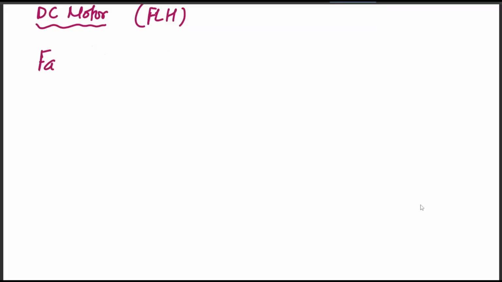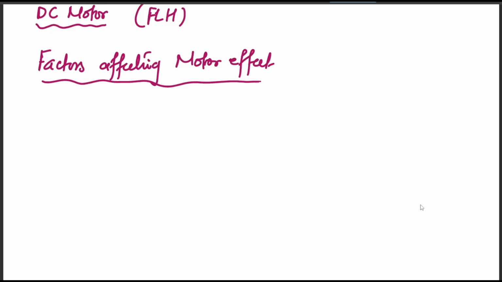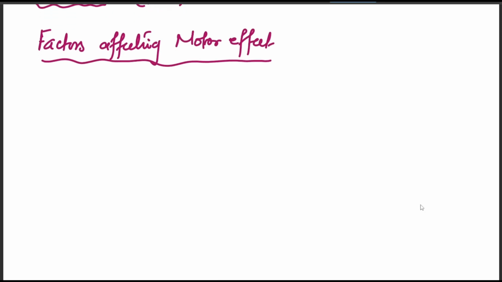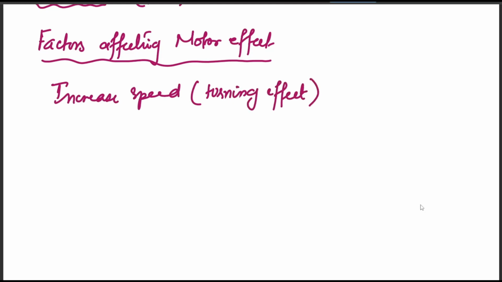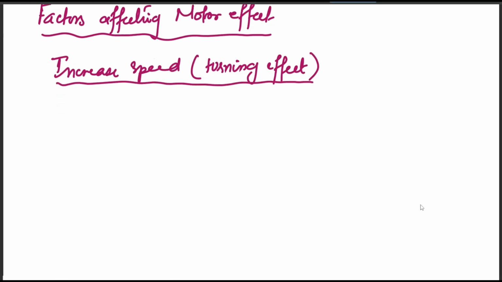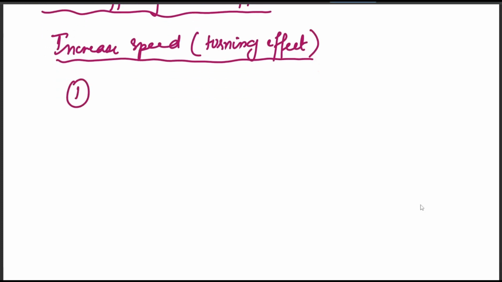We're going to look at the factors affecting the DC motor, the motor effect. And they are pretty simple. So if I want to increase the speed, or in short, the turning effect of this DC motor, then what am I supposed to do? What changes can I make? I can increase the current through the coil. It will produce a stronger magnetic effect, hence producing stronger rotation.